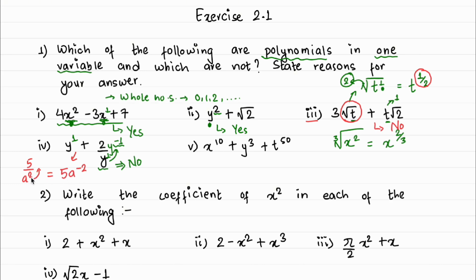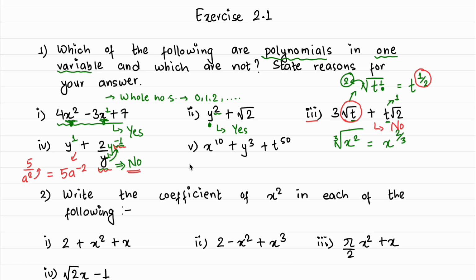So when you move these numbers to the numerator, the power changes sign. Similarly, we had y to the power 1 here. When it goes to the numerator, the power plus 1 becomes minus 1. As a result, we have a power which is not a whole number. So our power is negative 1, which is not a whole number, and so this entire expression is not a polynomial. Okay, so that's our first question.